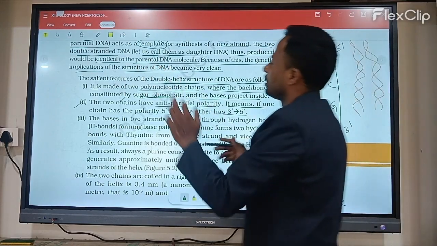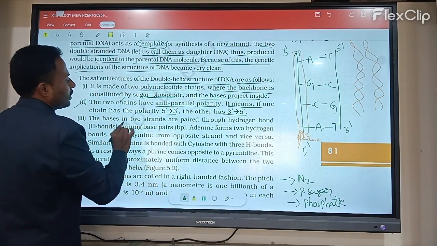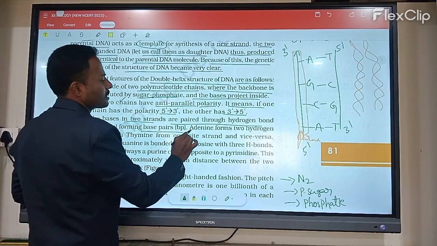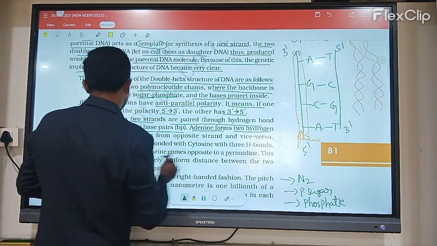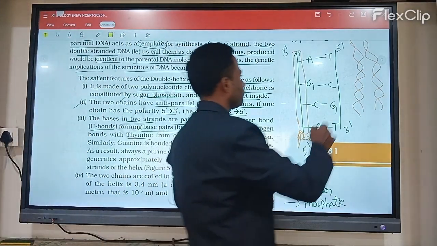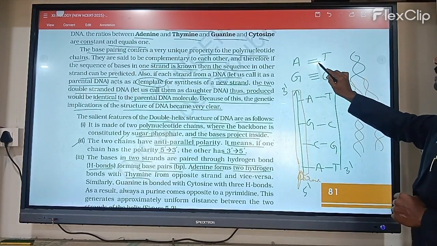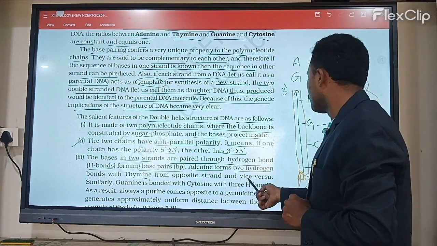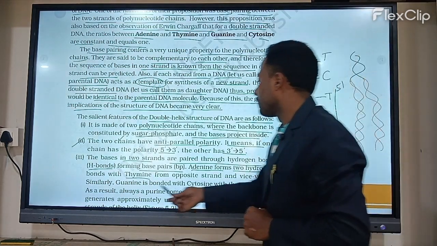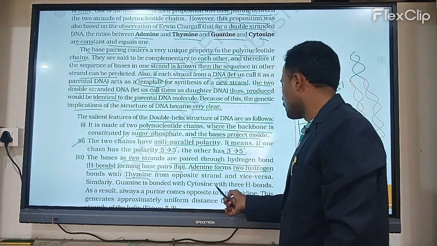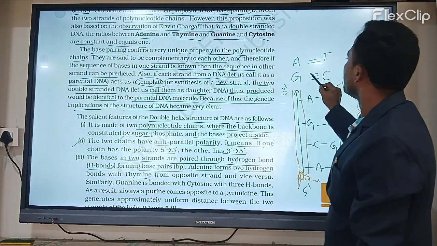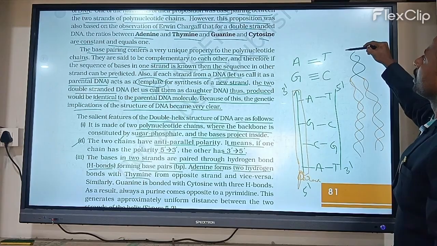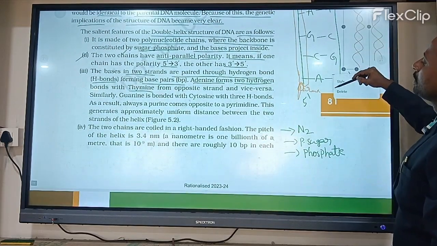Third, observe here that the bases of the two strands are paired together by hydrogen bonds. The hydrogen bonds are formed between the bases. Adenine forms two hydrogen bonds with thymine. See here, adenine binds with thymine. How many bonds are present here? Two hydrogen bonds. And the opposite strand is completely vice versa. Similarly, guanine binds with cytosine, and three hydrogen bonds are present. So guanine binds with cytosine with three bonds.